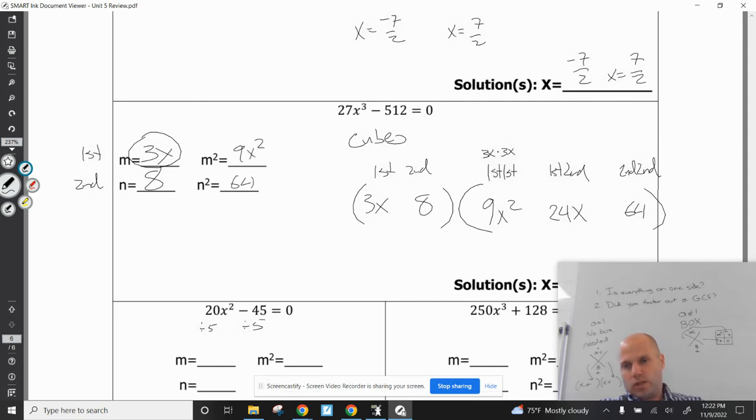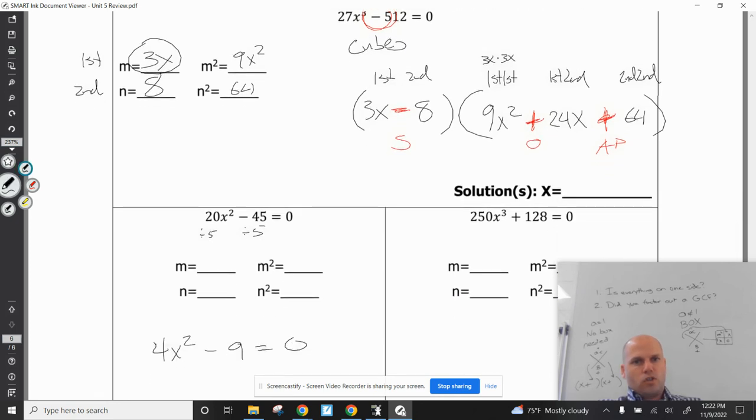If your teacher requires you to fill in the m squared and the n squared, that's what you fill in. I don't for my students. I just want this factored form. SOAP: same sign, opposite sign, always positive. What will our solution be? It'll come from this piece. Add 8, divide by 3, x equals 8 thirds. You're not going to get any real solutions from the other piece, but in the future we'll find imaginary solutions.